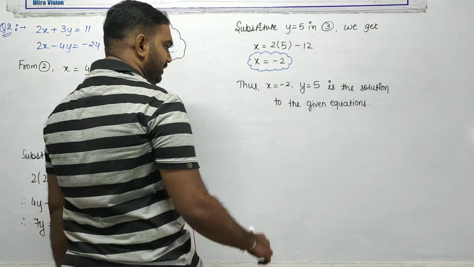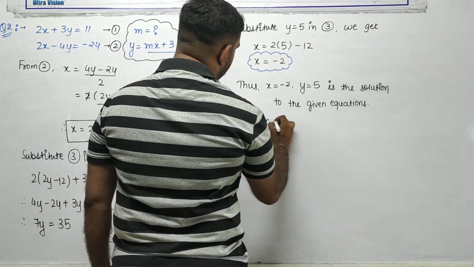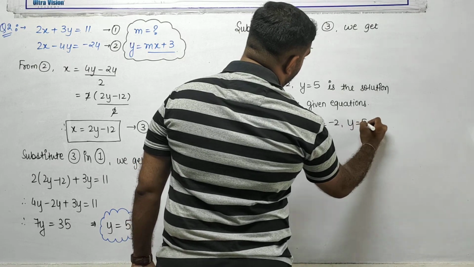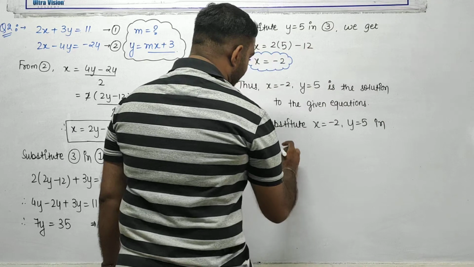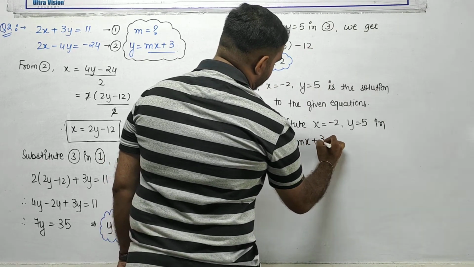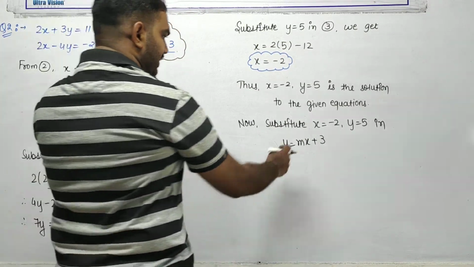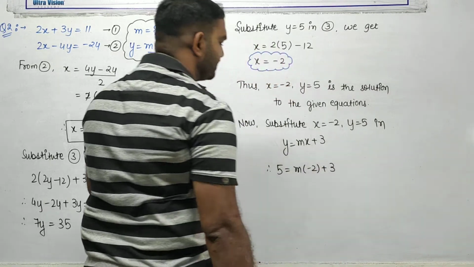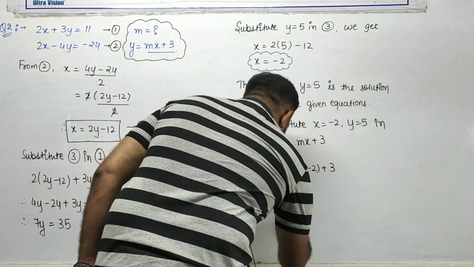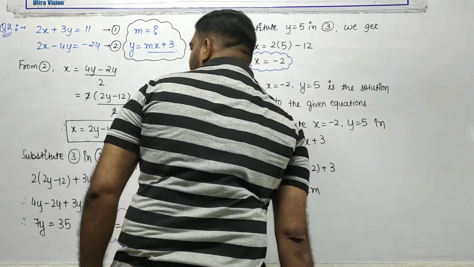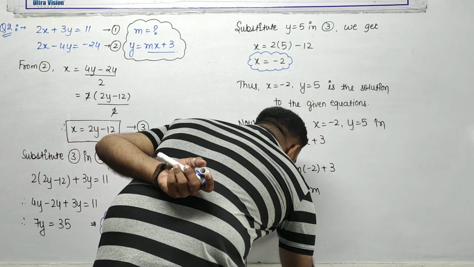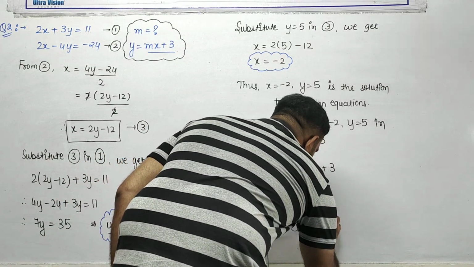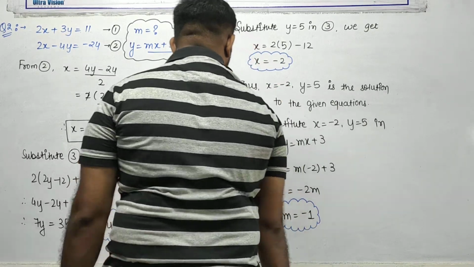Right? The solution will be the first part, comma. Now, substitute x equals minus 2, y equals 5 in y equals mx plus 3. Now the x and y values are substituted: 5 equal to m into minus 2 plus 3. Then 5 minus 3 is 2, equal to m into minus 2, which is minus 2m. The 2 cancels. m equal to minus 1, which will be the required value for m.